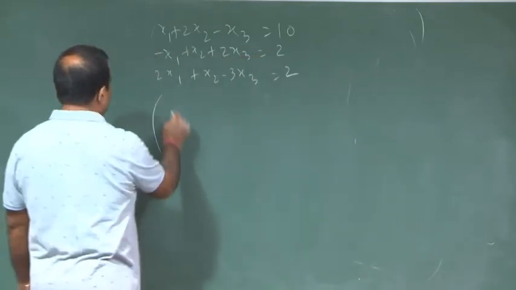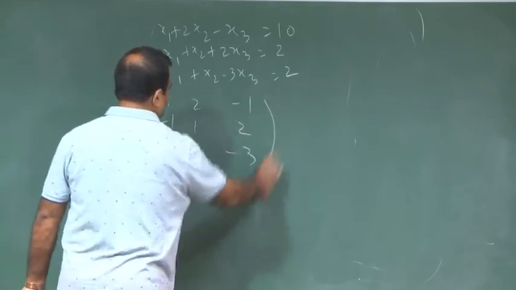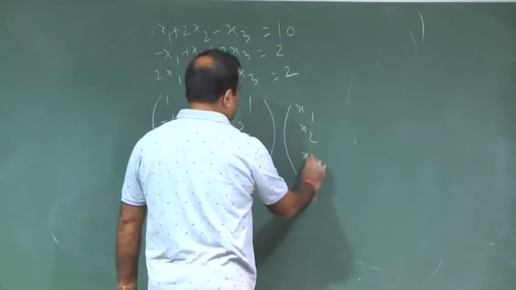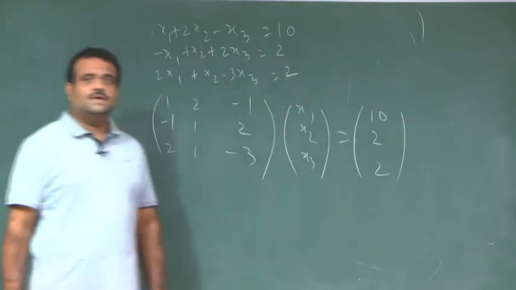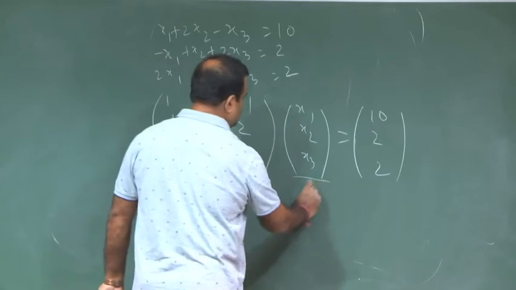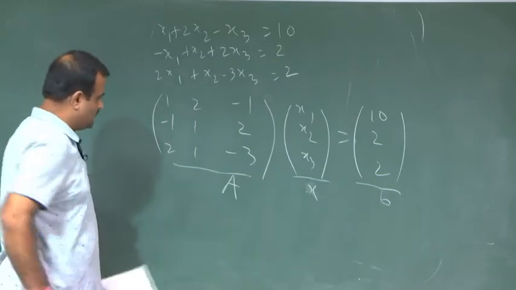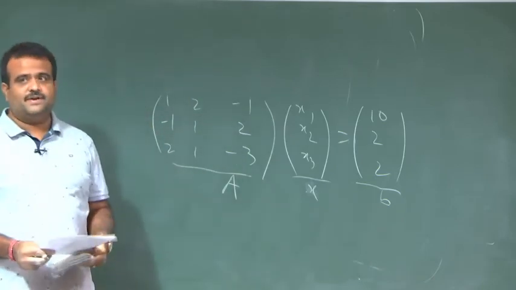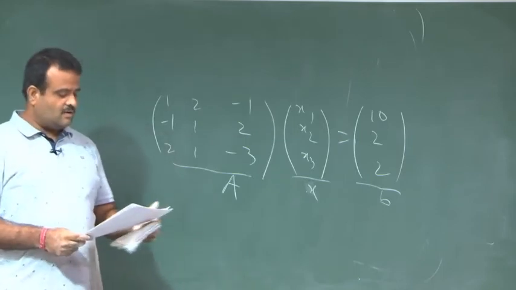So, this we can write in matrix form: 1 2 minus 1, minus 1 1 2, 2 1 minus 3, times x1 x2 x3, equal to B, which is 0 2 2, like this. So, now this is our A matrix, this is our x variable vector and this is our B, this is the coefficient matrix. Now, we have to find the rank of A and rank of the augmented matrix. We have to first check whether this system is consistent or not. So, for that rank of A and rank of augmented matrix would be the same.